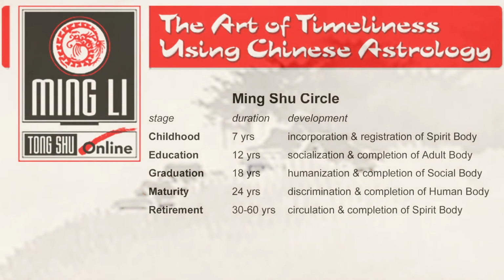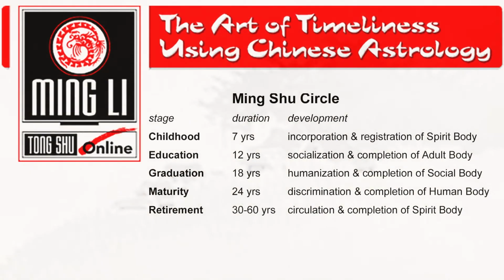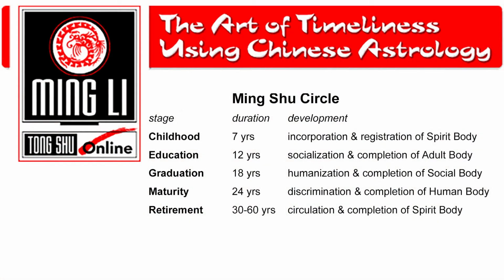Wu Xin, or 5 phases, is a comprehensive system of energy analysis that pervades all areas of Chinese philosophy, aesthetics, and cosmology. Ming Shu, meaning fate writing, depicts the interactions of the 5 phases in their nourishing and controlling relationships.